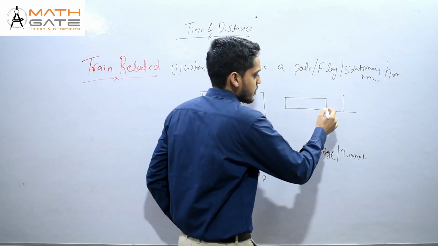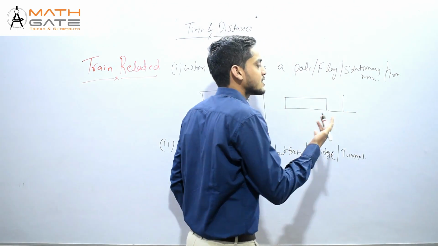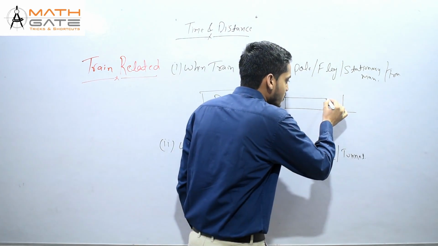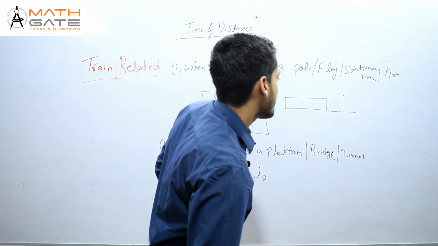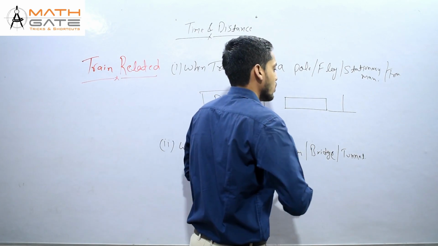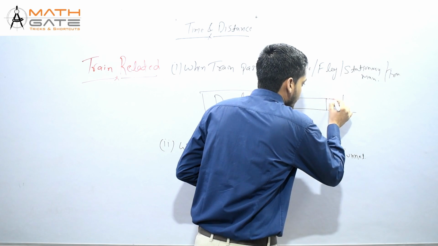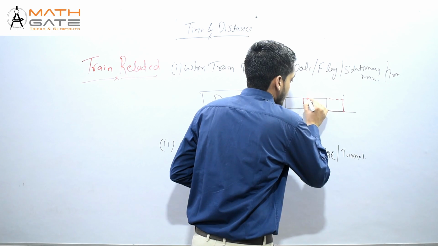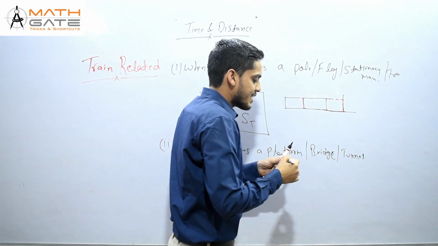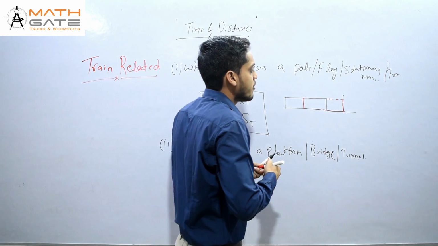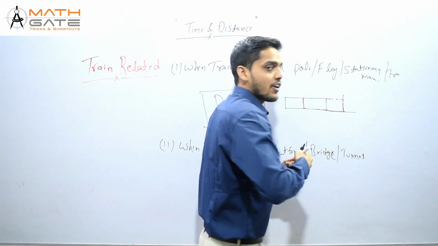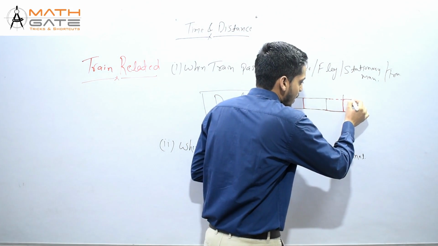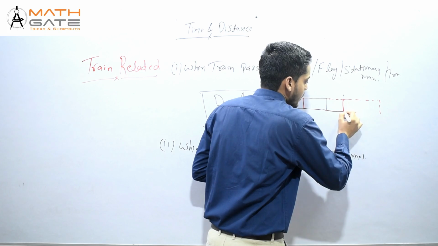So here, students, it should be clear when the time has to start. In what time will it pass a pole? When does time start? Whenever the front of the train is in front of that pole. And when time ends, students, when the back of the train is in front of the pole.